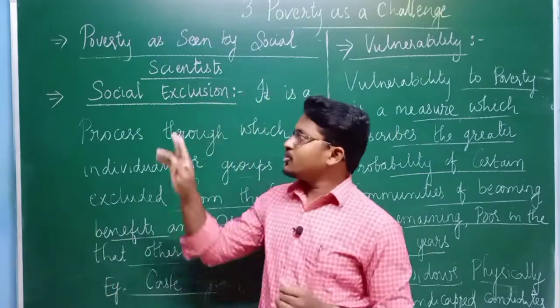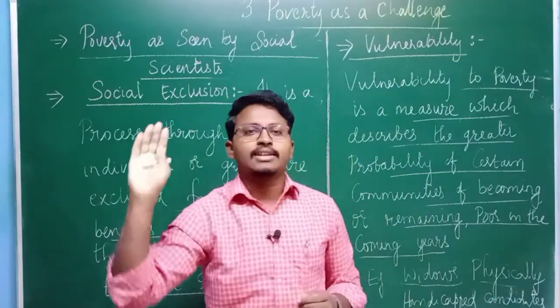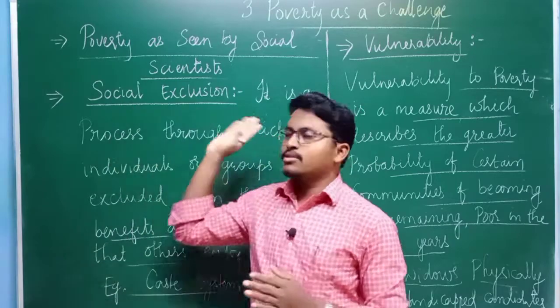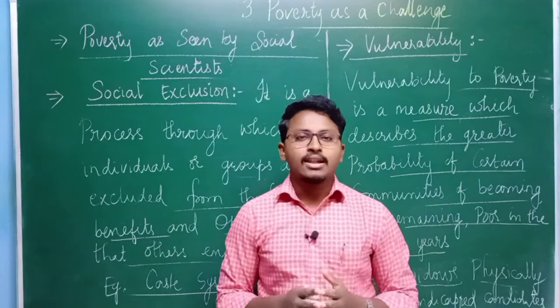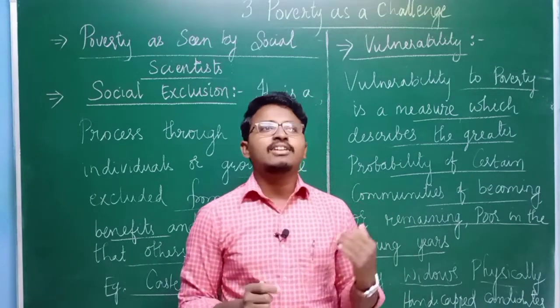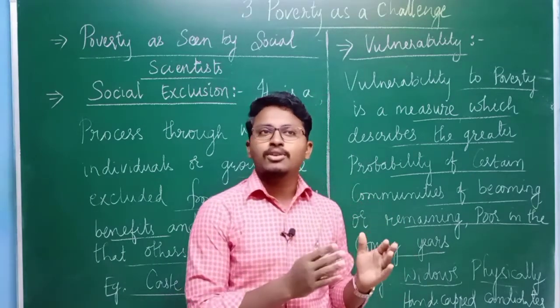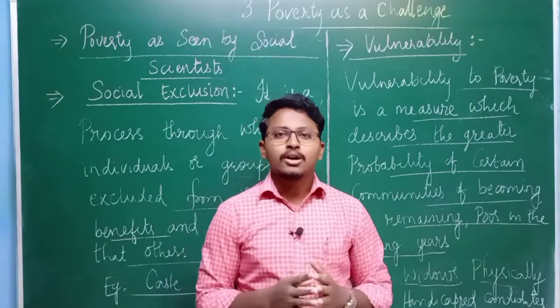So these are the two indicators used by social scientists, that is social exclusion as well as vulnerability, to measure poverty in the country. In the next lectures we will discuss how to measure poverty, or rather we will discuss the poverty line.